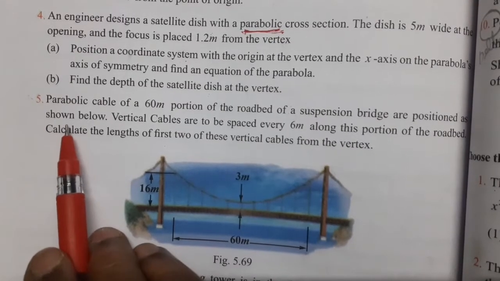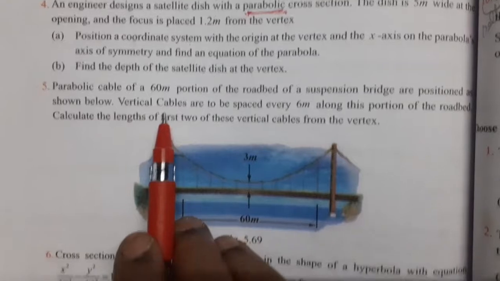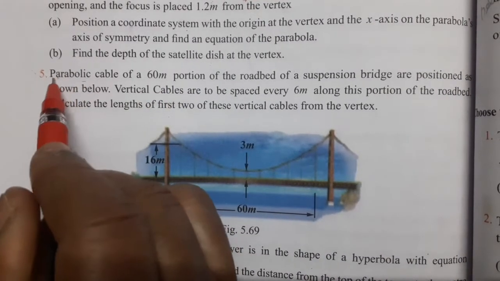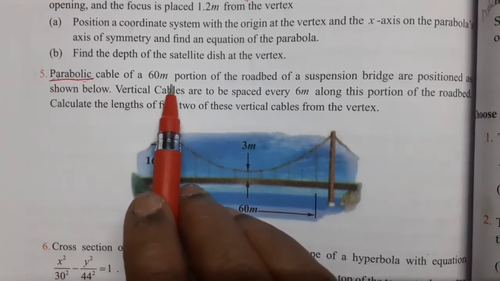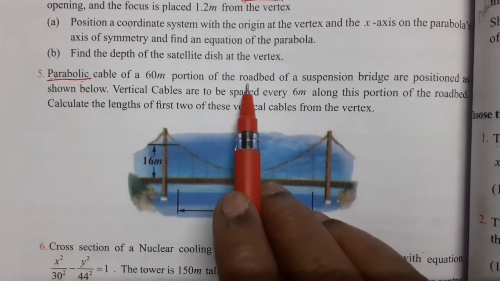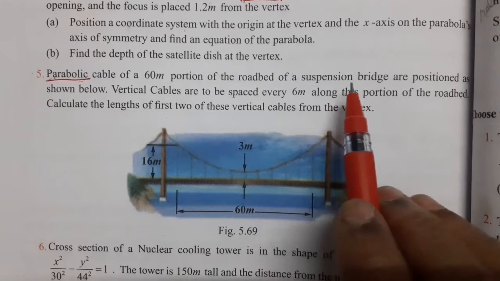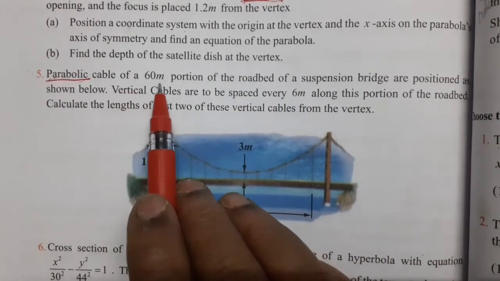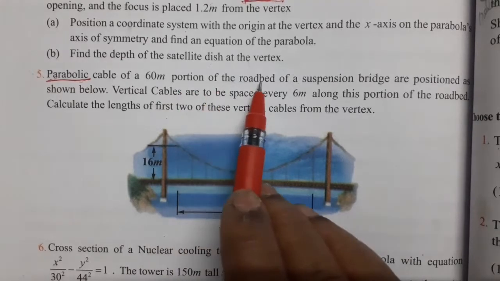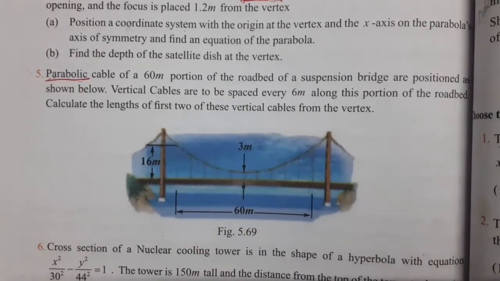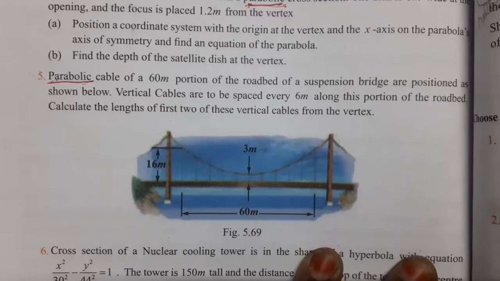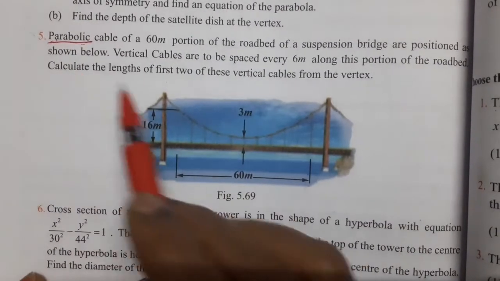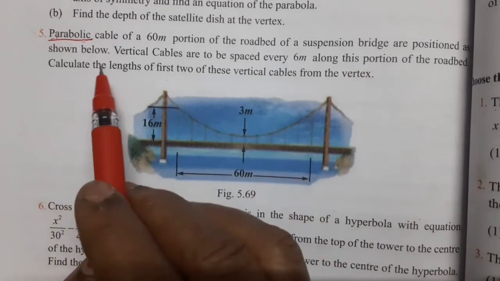Good, what is question number 5? A parabolic cable of a 60 meter portion of the roadbed of a suspension bridge is positioned as shown below. Here the diagram is also given nicely. So the diagram is given.